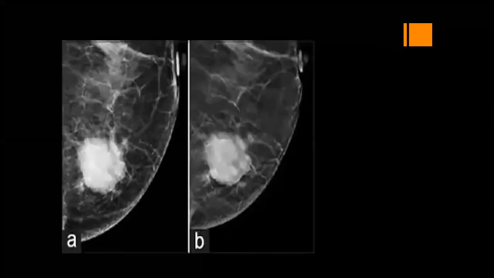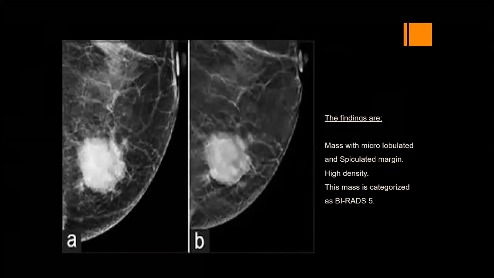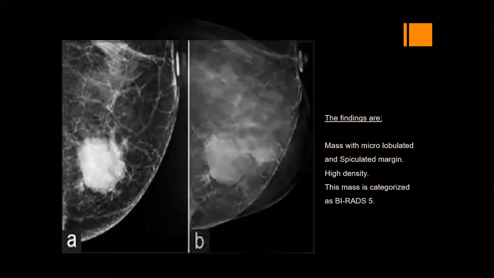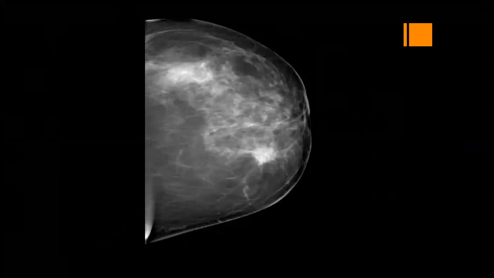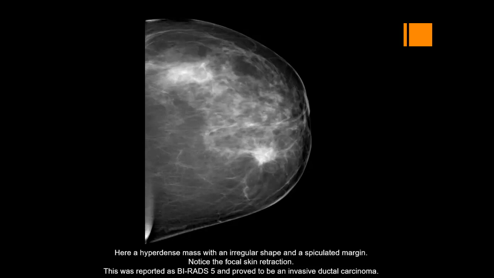Okay, what about this one? 5, excellent. Why? Hyperdense, irregular, spiculated. Yes, excellent. As you mentioned, exactly. Microlobulated and spiculated and indistinct high density is BI-RADS 5. And this is straightforward. BI-RADS 5.